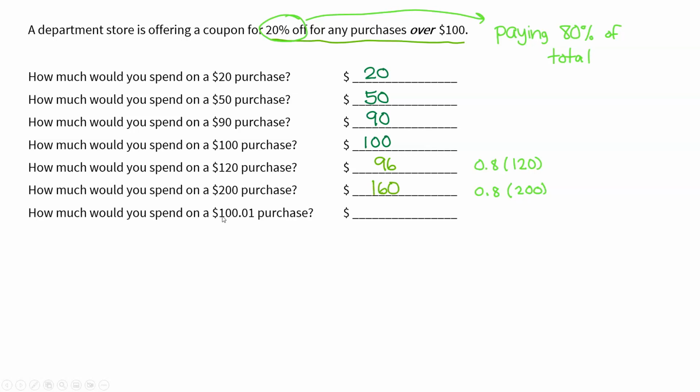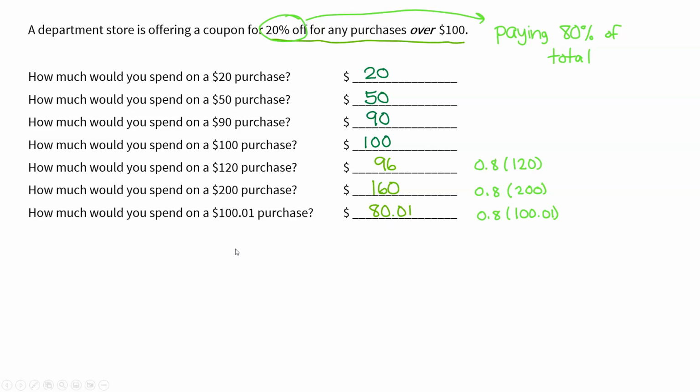And even if you have a $100.01 purchase, that is over $100. So you would do 80% of that, and you'd get about $80.01. So if you had a $100 purchase, it might be good to make that purchase go up just a little bit more to go over that, so you could end up saving about $20 in the long run.